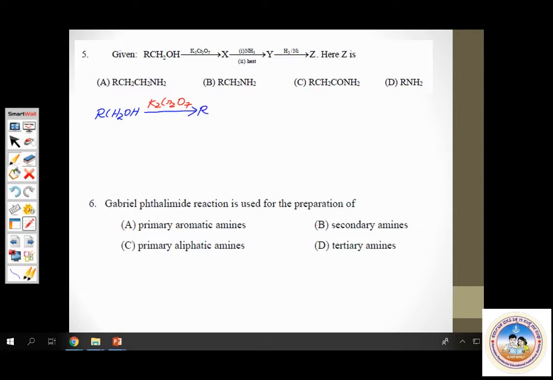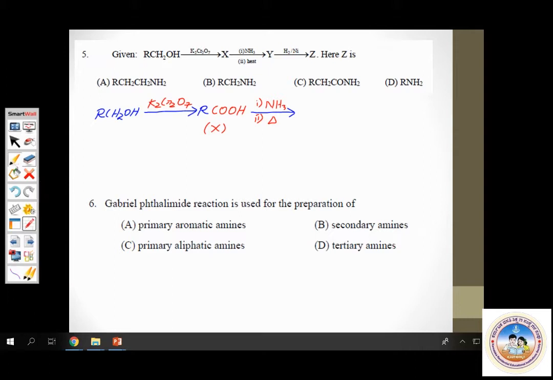When primary alcohols are oxidized, what do you get? You get carboxylic acids, RCOOH. Yes, this is the converted compound. This is your compound X. Now what are you treating this with? This is treated with ammonia first, followed by heat. So what do you get? First you get ammonium carboxylate. We saw that in the previous chapter, carboxylic acids. First you get ammonium carboxylate, then upon further heating you get an amide.